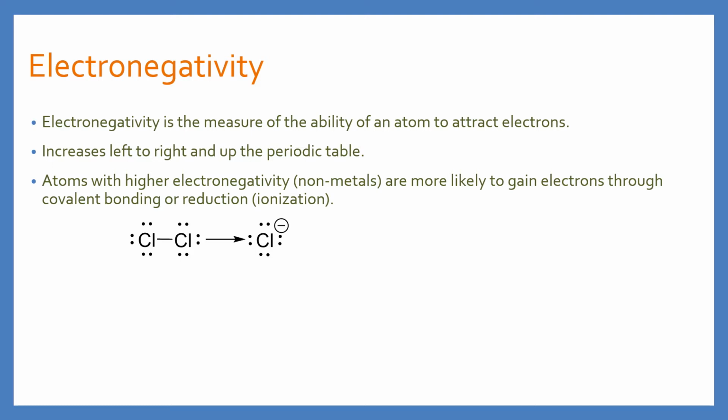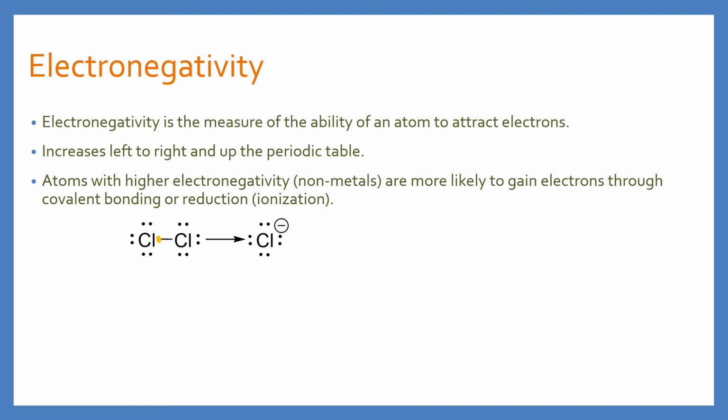So for example, chlorine is a nonmetal. In a reaction with an oxidizing agent, chlorine is likely to be reduced into 2 chloride ions because this allows for the gain of electrons.